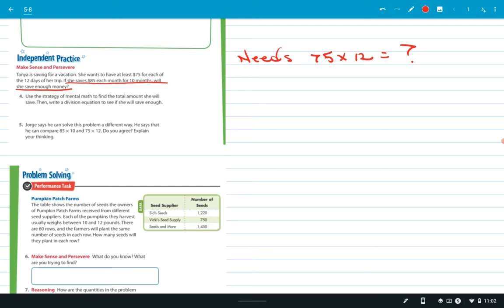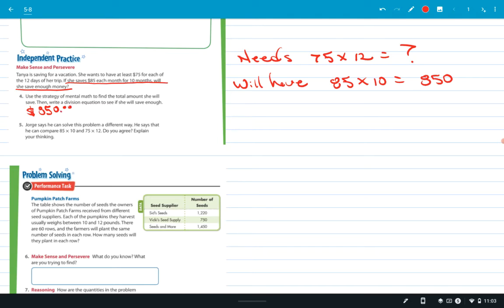Now, it says if she saves $85 a month for 10 months, will she save enough money? Well, so then I'll put will have 85 times 10. That's easy, 850, right? So she's going to have $850, but we don't know if that's going to be enough because we haven't done 75 times 12. Number 4, it says use the strategy of mental math to find the total amount she will save. Well, we just did that. I just did that, okay? And I'll just go ahead and put that down. I'll put down $850.